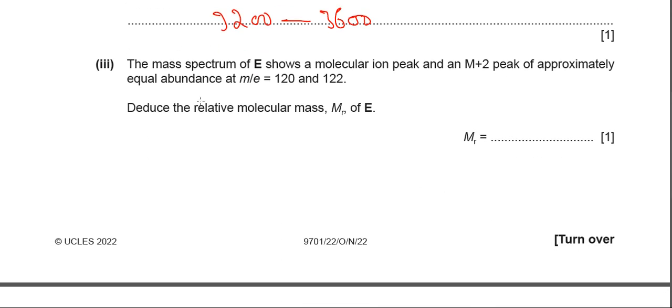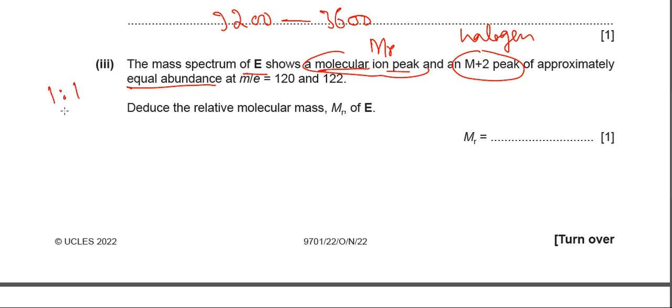Then he says that the mass spectrum of E shows the molecular ion peak. Remember, the molecular ion peak is the peak that shows Mr. And the M+2 peak shows the presence of halogen, with approximately equal abundance. So whenever there is equal abundance, meaning 1:1, this indicates the presence of a bromine atom. If this ratio is 3:1, then it shows chlorine.